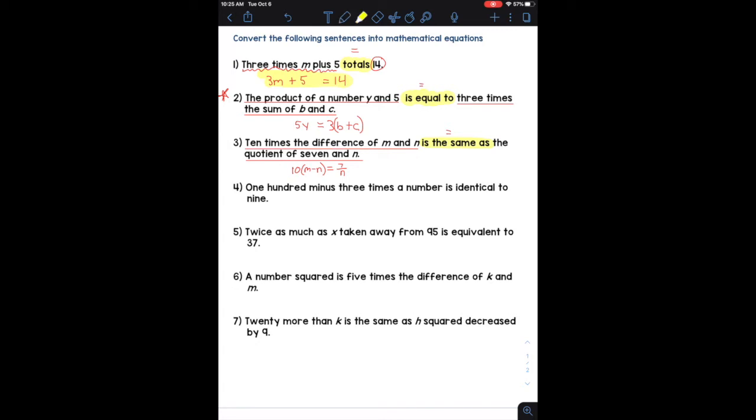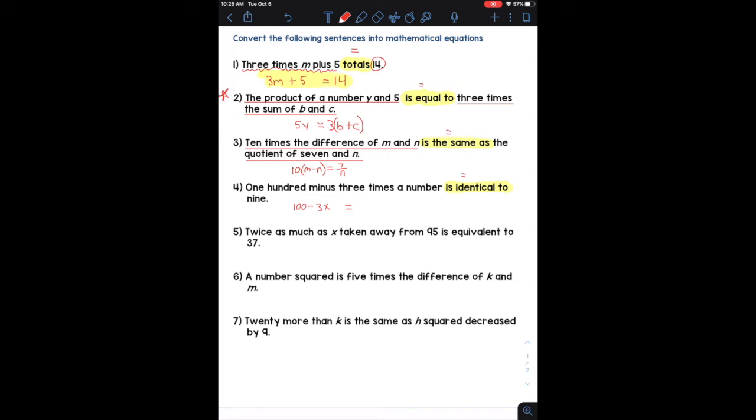Let's take a look at the next one. 100 minus 3 times a number is identical to 9. We have the phrase identical to, so that would be our equal sign. Let's start writing our equation. Everything on the left will go on the left. So 100 minus 3 times a number. So we have 100, minus is subtraction, 3 times a number.